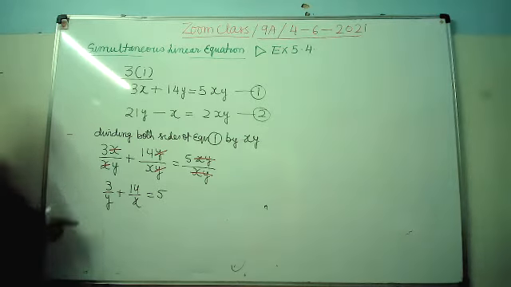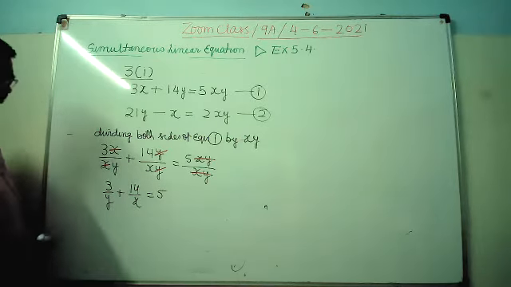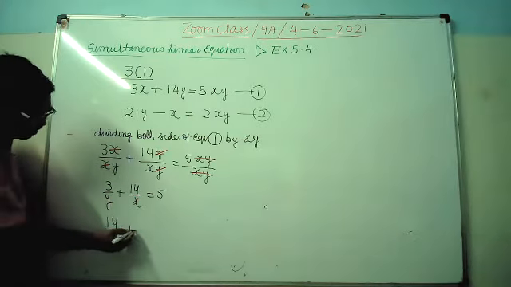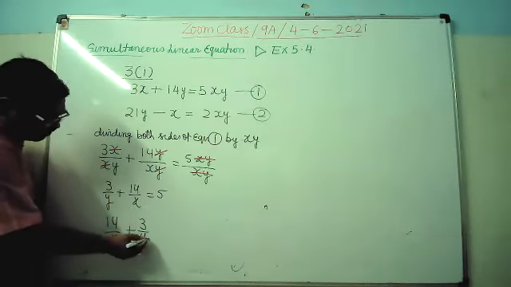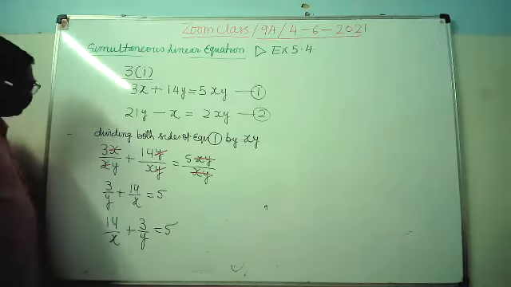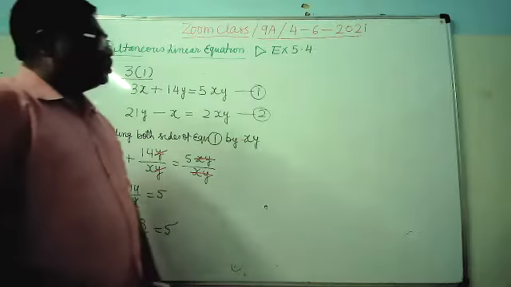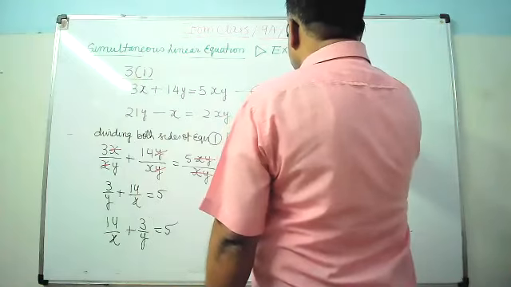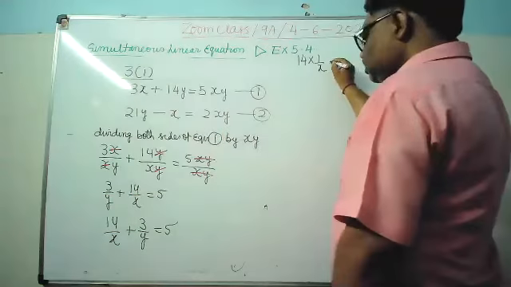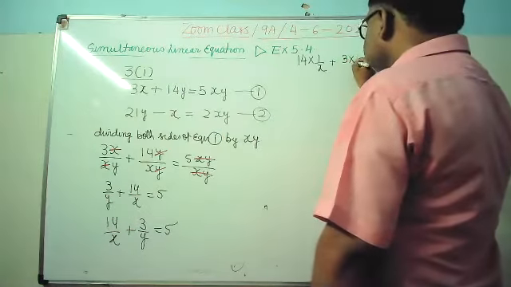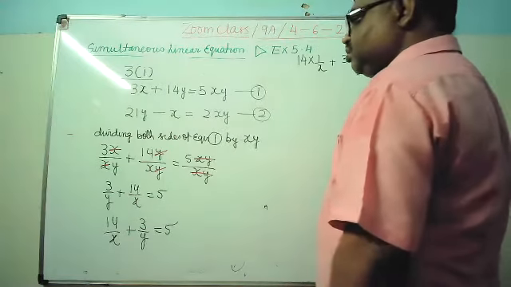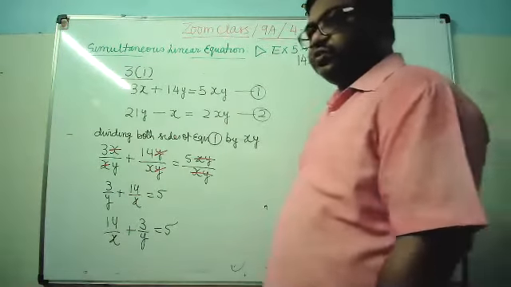It is not compulsory, but we will write the term containing x first and then the term containing y, equals 5. Now 14 upon x means what? 14 into 1 by x. 3 upon y means what? 3 into 1 upon y. Equals 5. Now what will be the substitution? Who can tell?